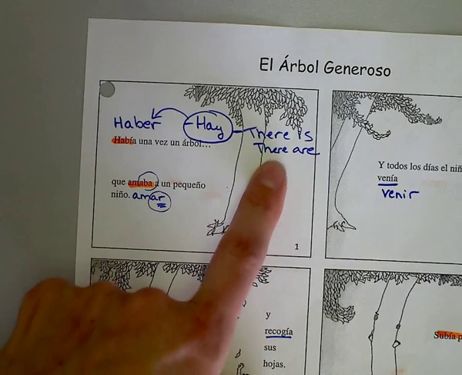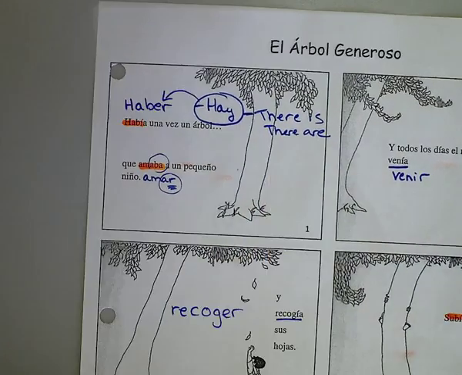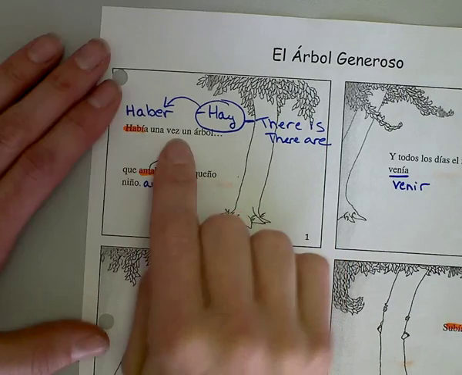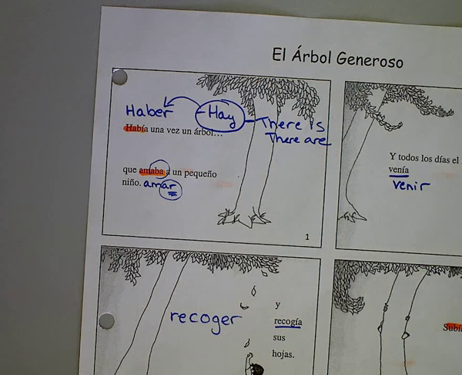There was, or there used to be. There was. So what's una vez mean? It doesn't mean one time. It means once.